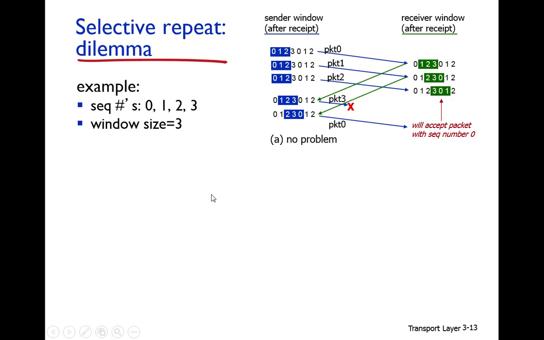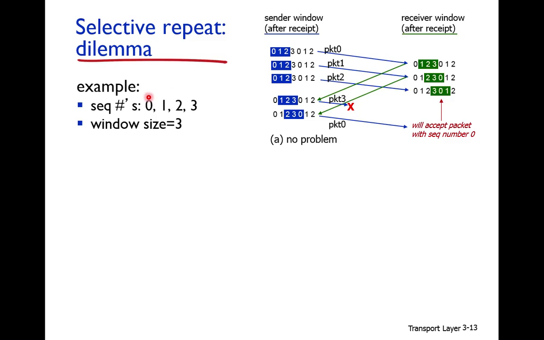Now let's discuss a problem in selective repeat. There is a problem in selective repeat, and we will discuss it. What is the problem? Suppose that we have sequence numbers 0, 1, 2, 3, and the window size is 3. That is, if we have packets, then the first packet will have sequence number 0, second will have sequence number 1, third will have sequence number 2, fourth will have sequence number 3, fifth will again have sequence number 0.